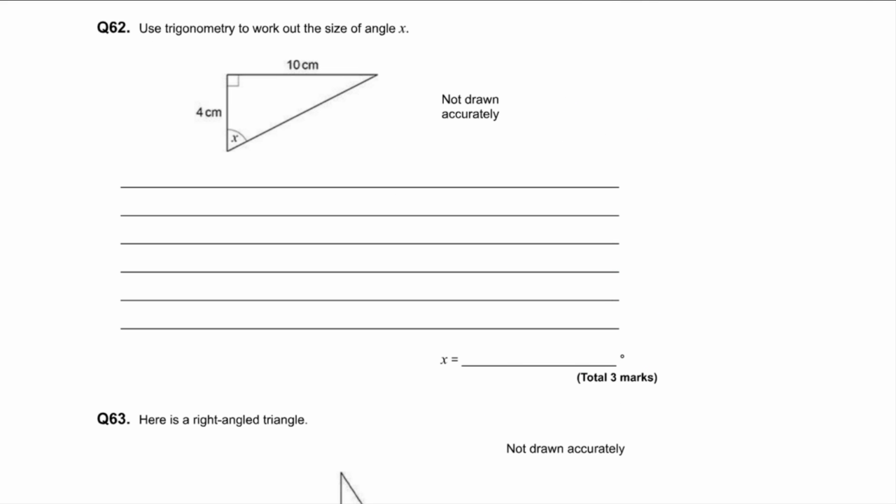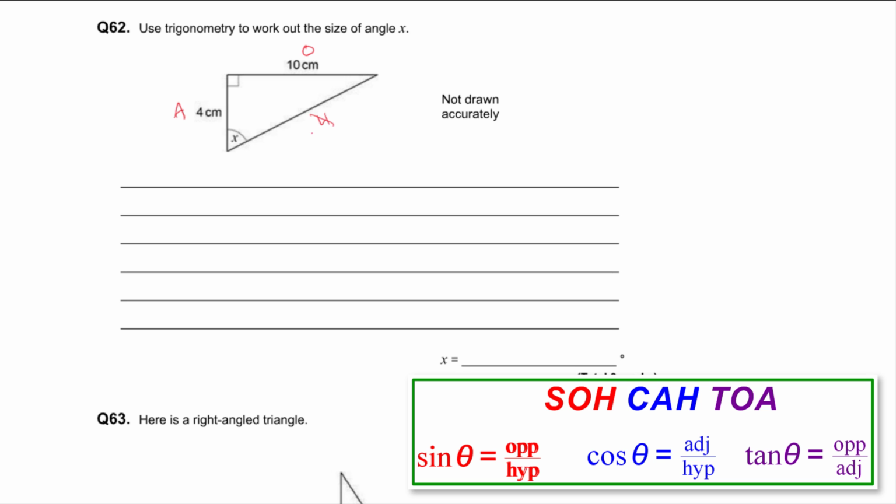Question 62. Use trigonometry to work out the size of an angle x. Okay, same deal as last time. Label the sides. Hypotenuse, opposite, adjacent. Okay, which one don't we care about? We do not care about the hypotenuse. So which one do we care about? The ones not with H in it. So H in SOH, H in CAH, no H in TOA.